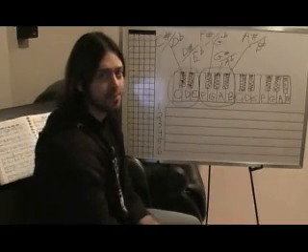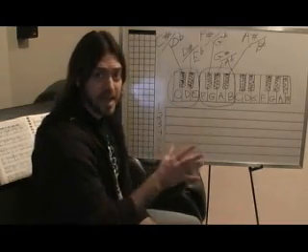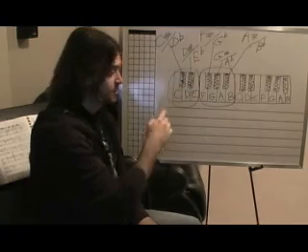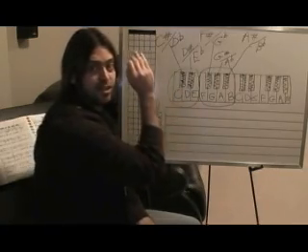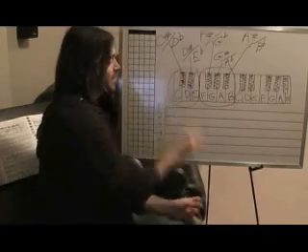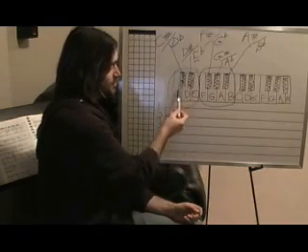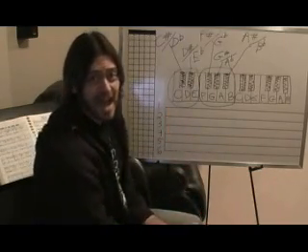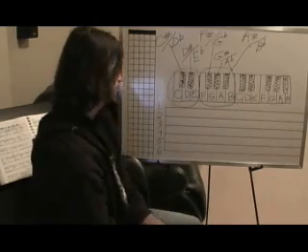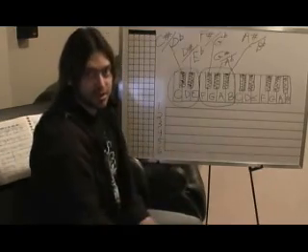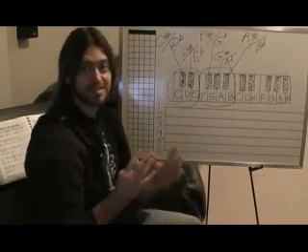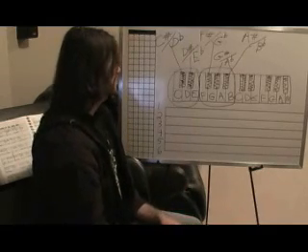Now, the smallest step that you can take on the piano would be from one key, like the C, to the key directly next to it. So there happens to be a black key directly next to it. That's the smallest step you can take. That's called a half step, okay? Or a semitone. Half step, semitone means the same thing, all right?